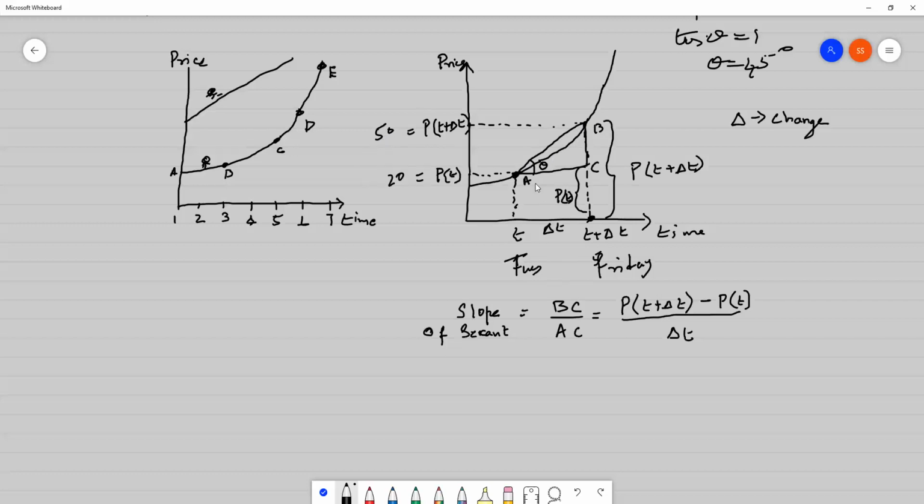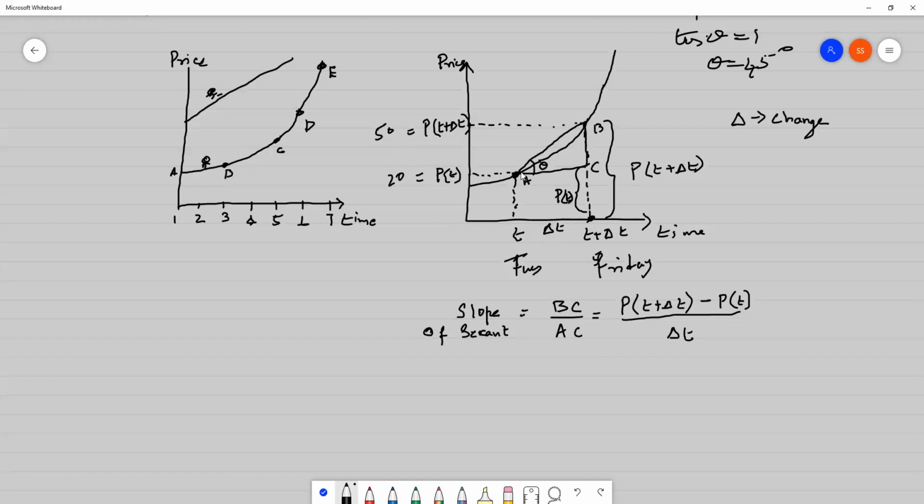It actually doesn't happen like that. At every point the slope is very, very different. Here it would not have increased much, but here it would have increased. On Friday it is increasing very high. So this is not something very instantaneous.